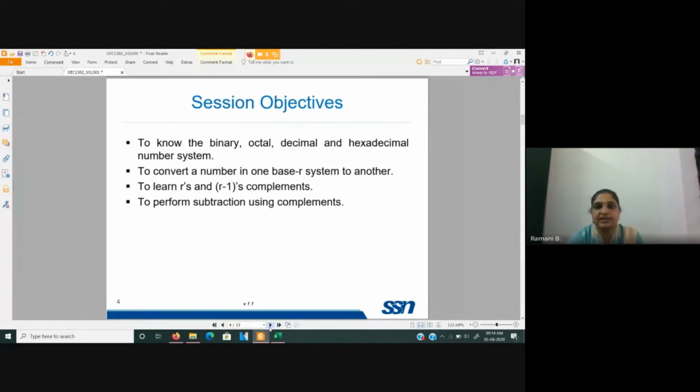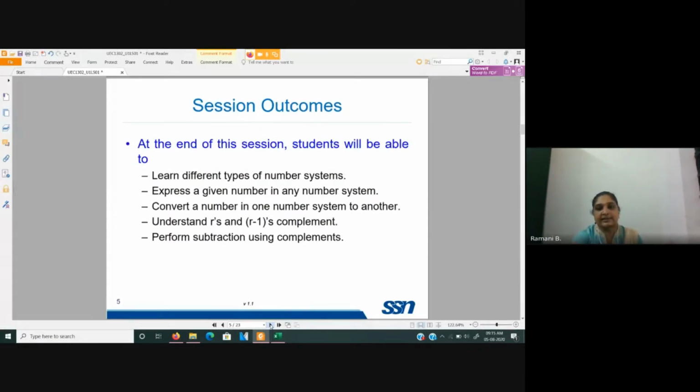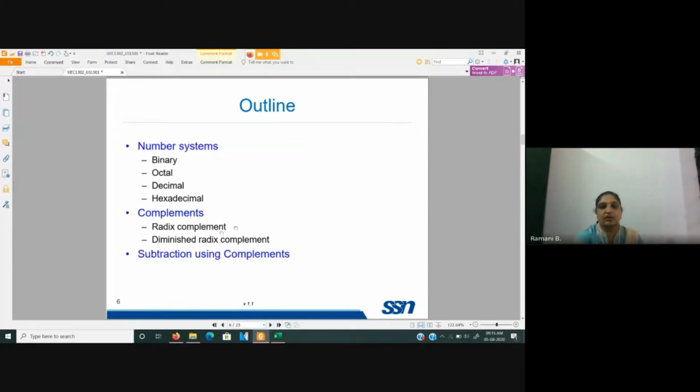In today's session, we will see the number systems: binary, octal, decimal, and hexadecimal. We will also see how we can convert a given number in one number system to another. And we will see the complements. Depending on the base R, we have two types of complements, the R's complement and the R minus 1's complement. We will also see how we can perform subtraction using these complements. That is the session outcome. So this is the outline: number systems, complements, and subtraction using complements.